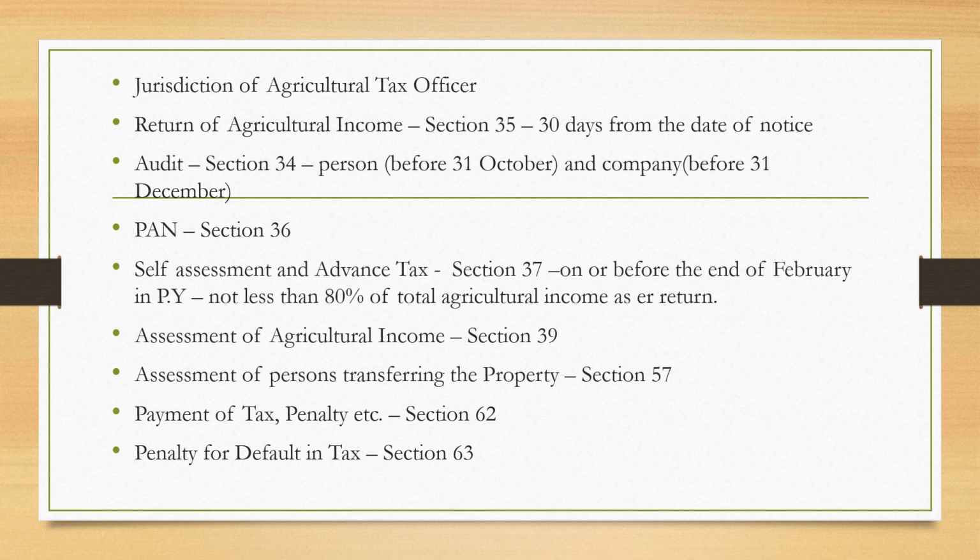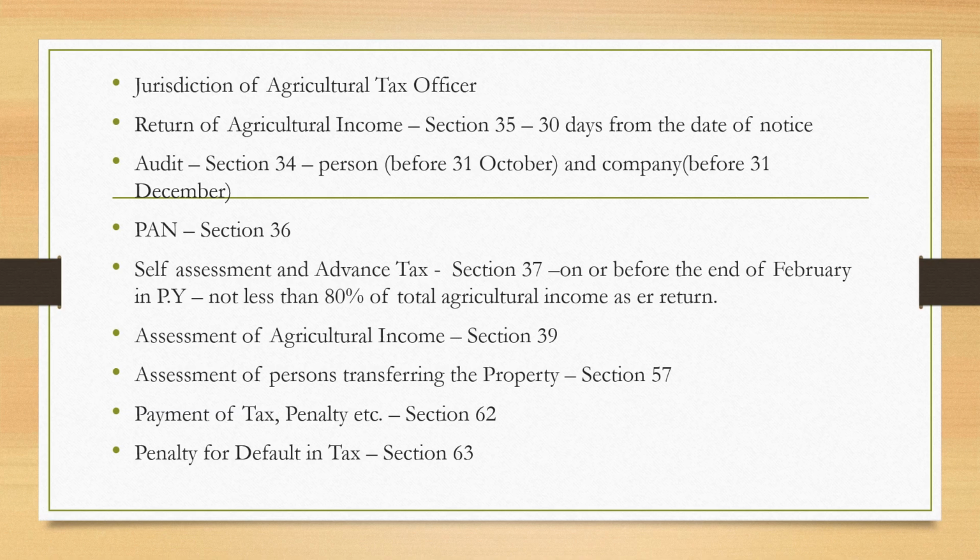The commissioner may reduce or waive the interest payable by any person if the commissioner is satisfied that there was sufficient reason for the non-payment of tax in time. And the next is assessment of agricultural income, that is in section 39.